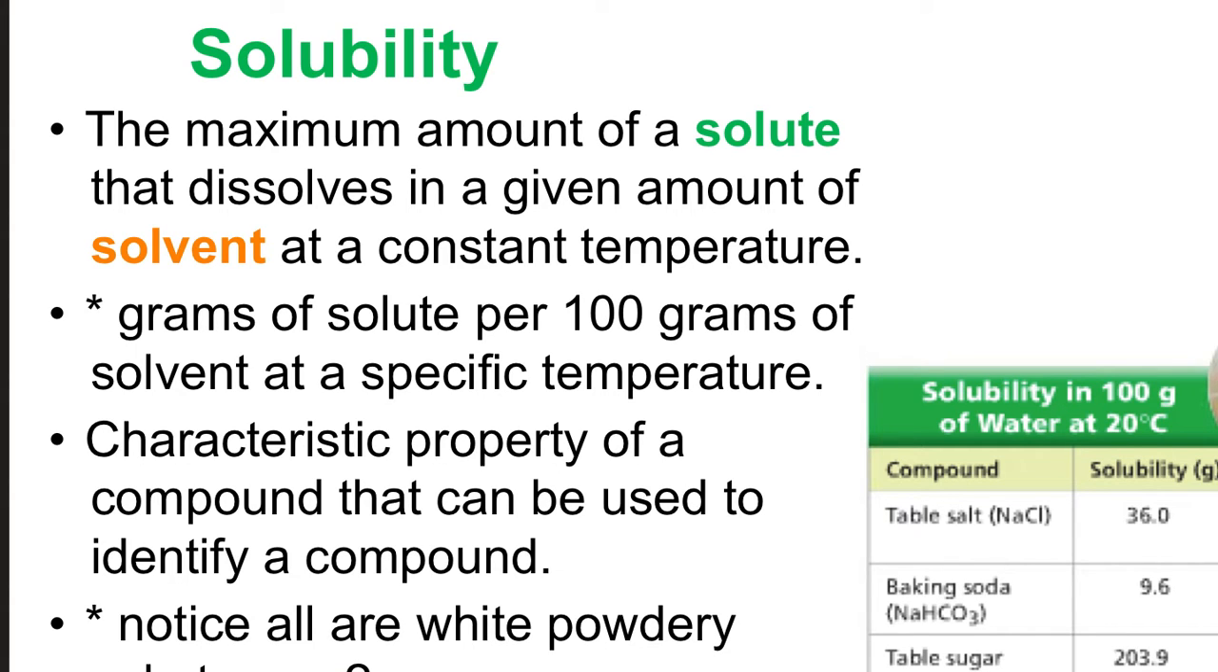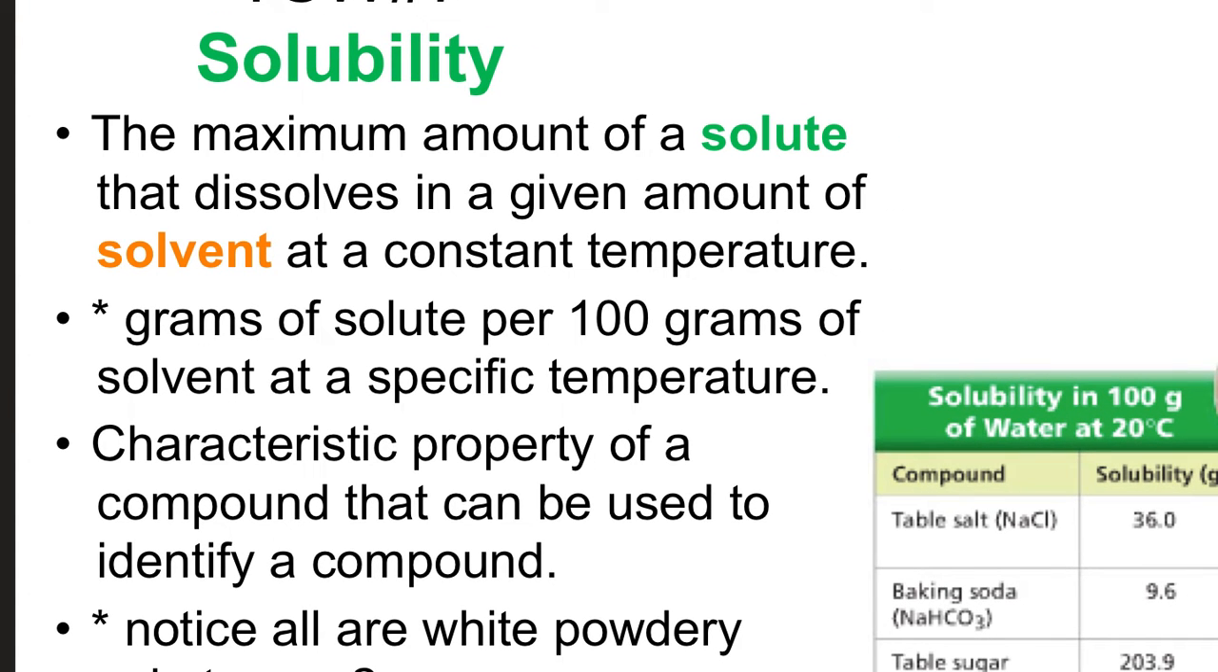All right, in the last little section here, we're going to go over the concept of solubility, which is basically the rate at which things dissolve in substances. So solubility, technically, is the maximum amount of solute that dissolves in a given amount of solvent at a constant temperature. We usually measure this in grams of solute per 100 grams of solvent, all right? So there we go.